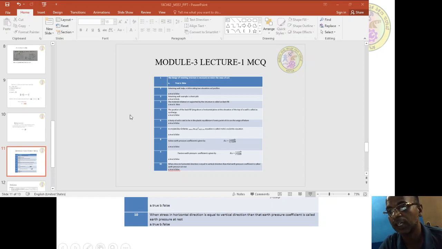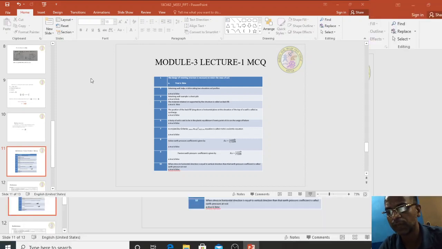Option is A. A body of soil is said to be in plastic equilibrium if every point of it is on the verge of failure. Yes, it is true. Option is A. Sigma 1 is equal to sigma 3 tan square alpha plus 2c tan alpha, where alpha is 45 plus phi by 2, is the Mohr-Coulomb failure envelope equation. Option is A. The active earth pressure coefficient is given by 1 minus sin phi over 1 plus sin phi, but here it is reversed. Therefore, it is B, false. The passive earth pressure condition is A. When the stress in the horizontal direction is equal to that in the vertical direction, the earth pressure coefficient is called the earth pressure at rest. So that option is A.